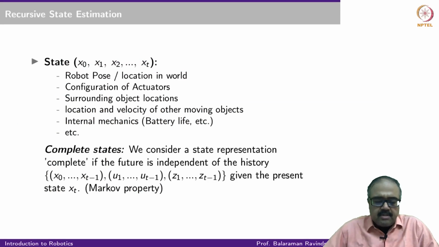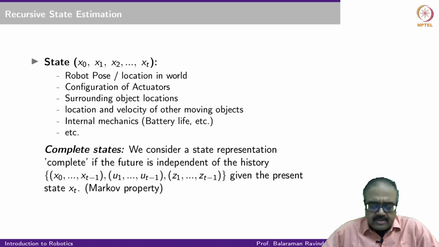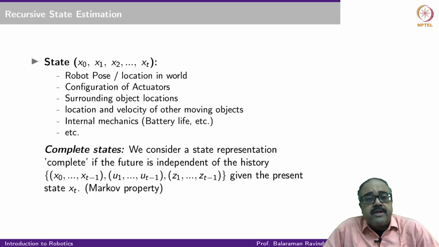Last lecture, we were looking at state estimation. We started talking about recursive state estimation, and we were talking about what constitutes a state. The state at each time t could be a very complicated vector of various entities that you could record, like the robot pose, the location in the world. This could be the XYZ location and also the orientation theta, and the velocity with which, if it is a mobile robot, it's moving, and so on and so forth.